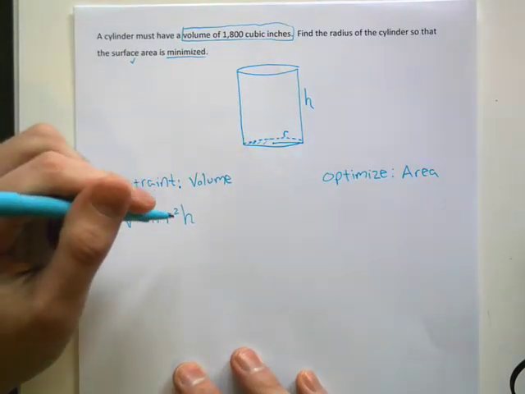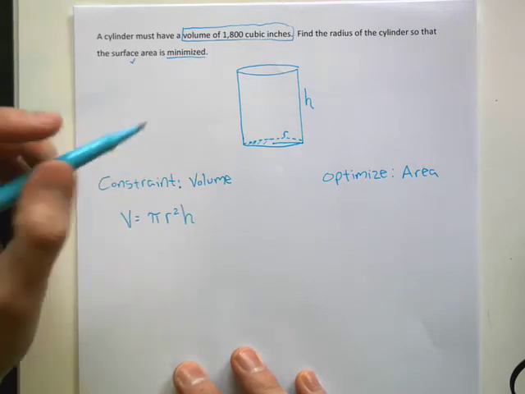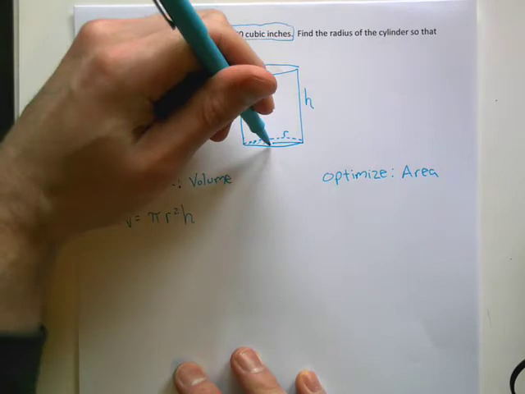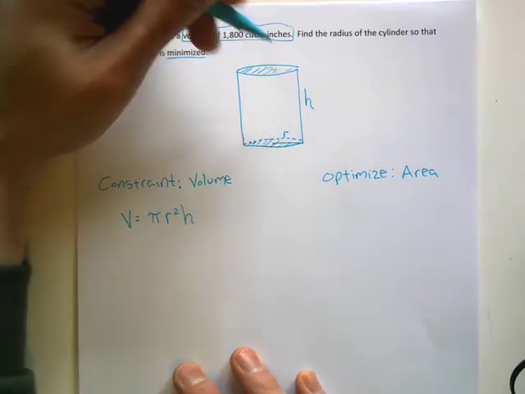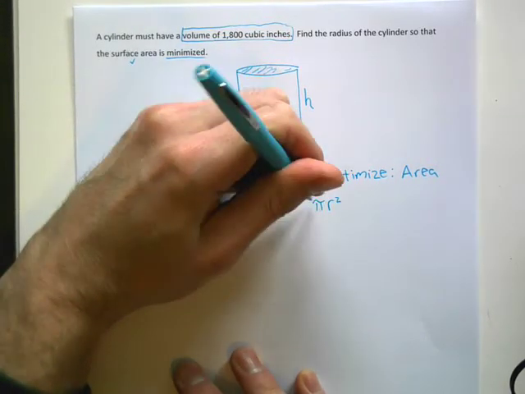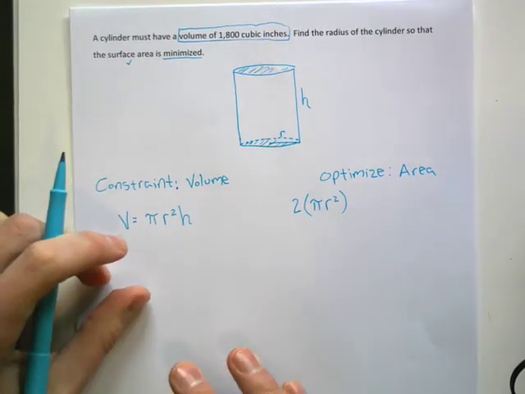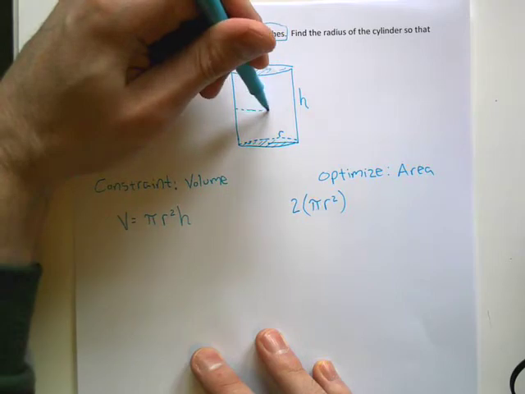Okay, and we also have an area equation. So how do we find the surface area of this cylinder? Let's think about this. Well, we can get the surface area of the top and bottom. Those are circles. The area of a circle is pi r squared, and there are two of them, one on the bottom, one on the top. But now we need the surface area of this wrapping.